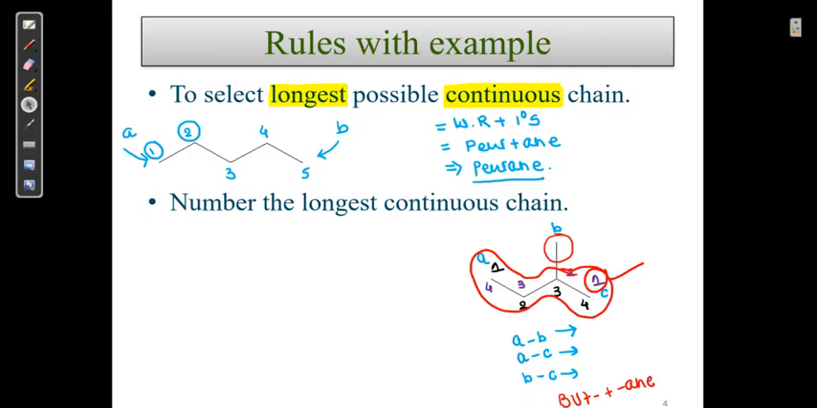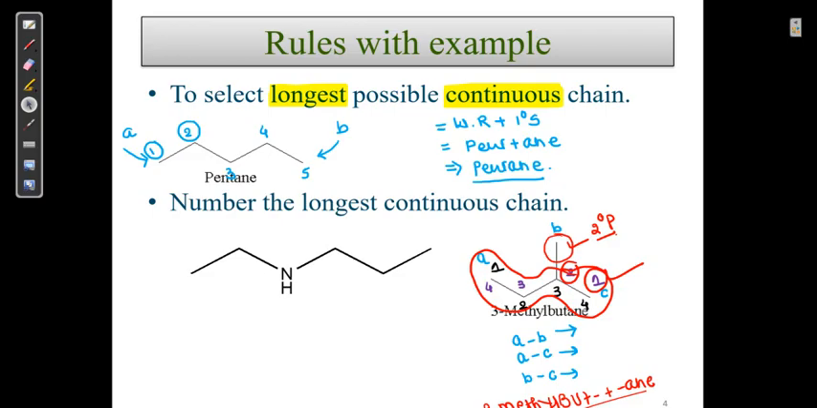Now, after completing this, we have to keep the remaining thing as a secondary prefix. So that is 2-methyl butane. So this is 2-methyl butane. Normally people will write 3-methyl butane, but it is not possible. This is the wrong name. It is 2-methyl butane.